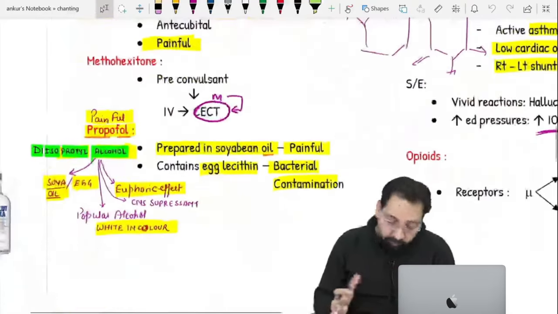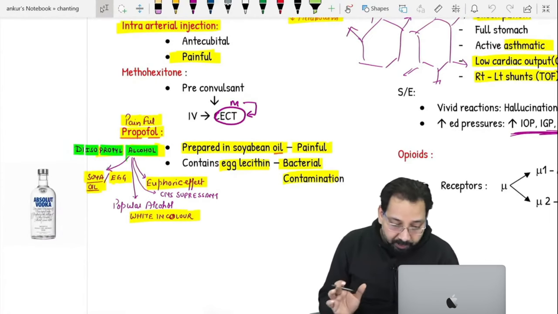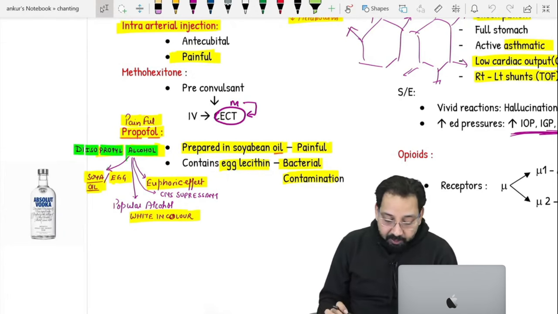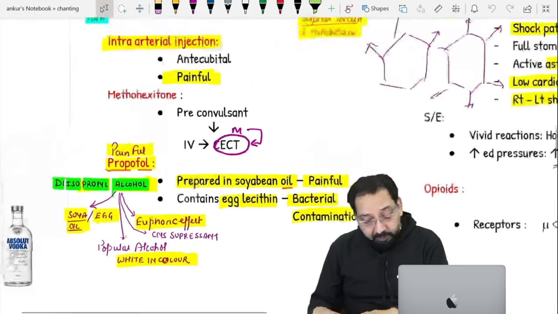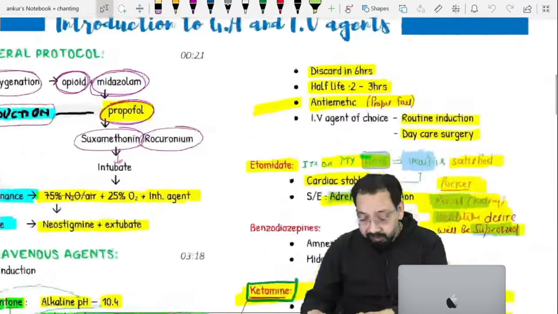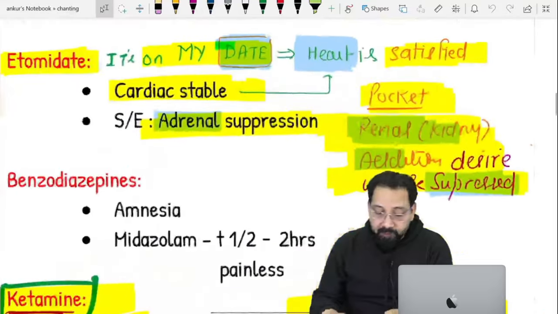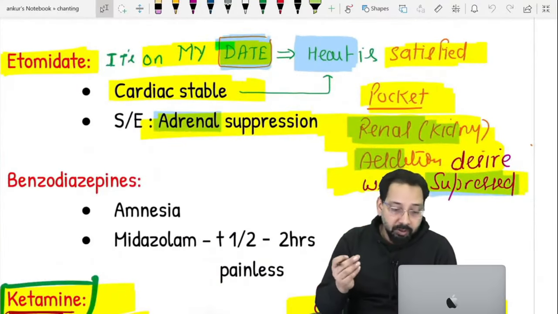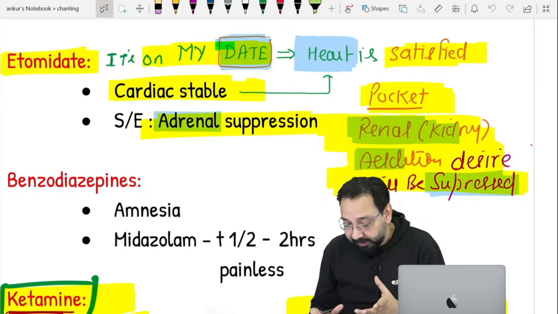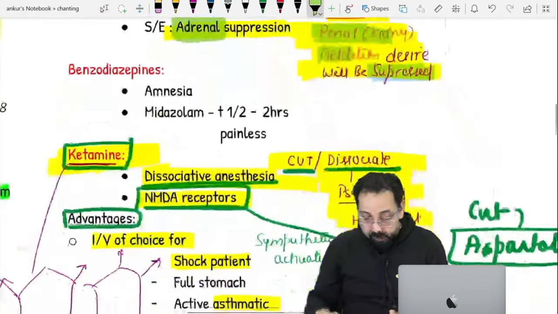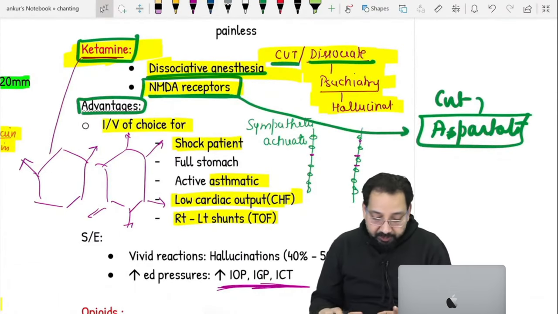Anticonvulsants, okay. Because yes, propofol means alcohol, so egg will come, and soya will come, soya oil, wherever there is oil, it is painful. Yes, and with soya bean, there is bacterial contamination, so if you open an oil, use within 6 hours. It has a unique property, antiemetic. Yes, etomidate, if you go for a date, your kidney is sold to gift your girlfriend. Yes, iPhone, and not kidney, additional expenses would be there. Yes, adrenal suppression. Ketamine, all pressures are increased, dissociative, hallucination.